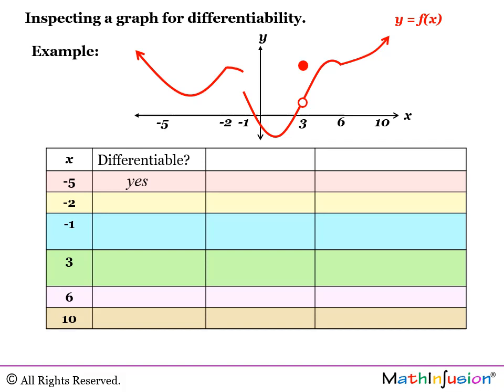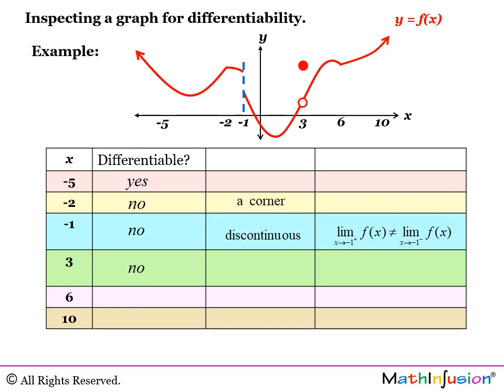What about x equals negative 2? I see a corner. What about negative 1? Clearly not. The function is not even continuous there. The reason for this function to be not continuous there is because the limit from the left is not equal to the limit from the right.